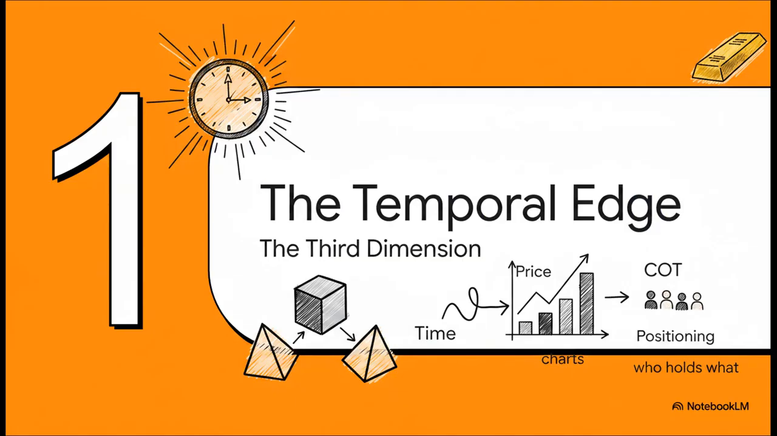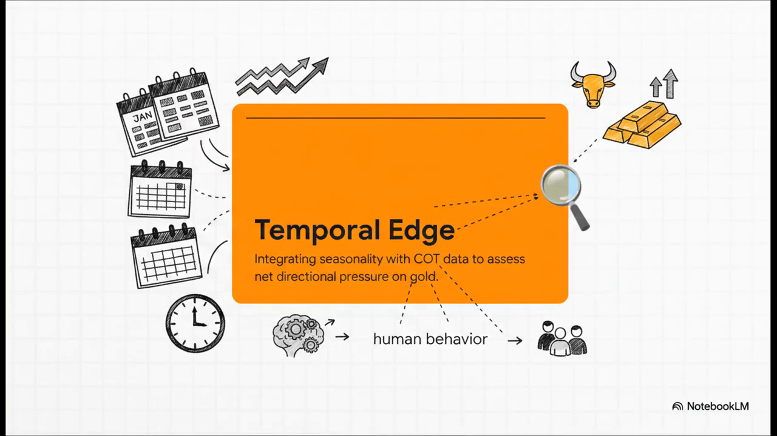All right, section 1, the temporal edge, the third dimension of market analysis. So most traders out there are really only operating in 2 dimensions, price and positioning. But they are entirely missing the third critical dimension, which is time. And this brings us to our core concept today, the temporal edge. Simply put, this is the integration of intermediate timeframe seasonality with your COT positioning data to figure out the actual net directional pressure on the gold market.